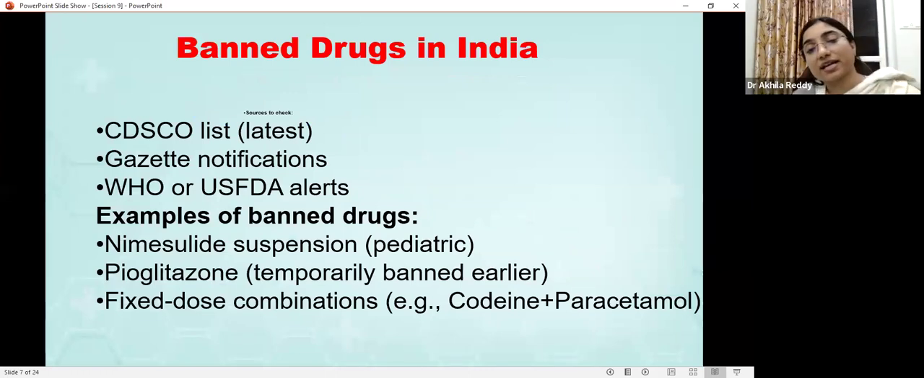So from this itself, we get the banned drugs. If we go for the examples, nimesulide suspension. This is for pediatric, it got banned.